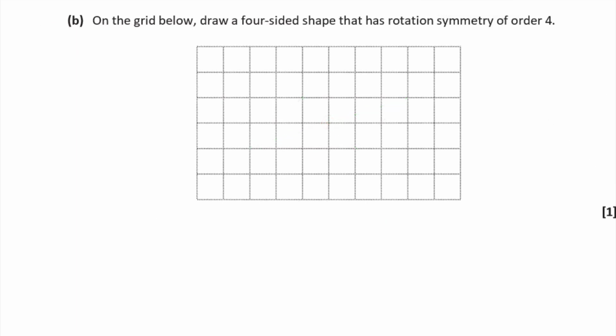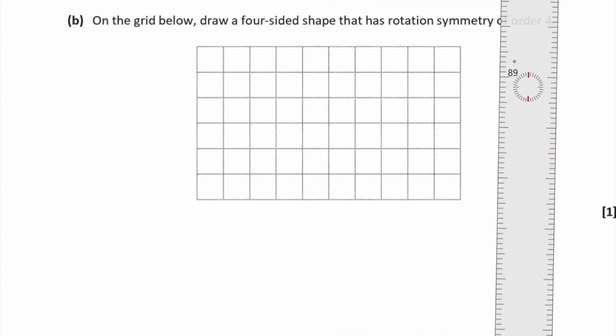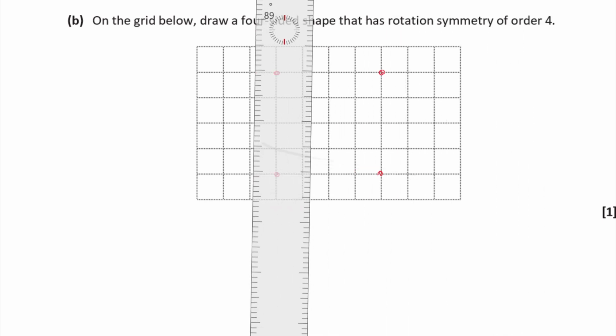Part B says, on the grid below, draw a 4-sided shape that has rotation symmetry of order 4. So if it's got order 4, it needs to look the same in 4 ways up. Now the only shape I can think of off the top of my head that does that is a square. So 4 corners of my square, 1 there, 1 there, 1 there, 1 there. There's my square. Let's just join it up.